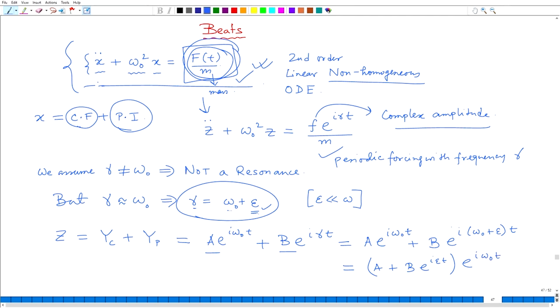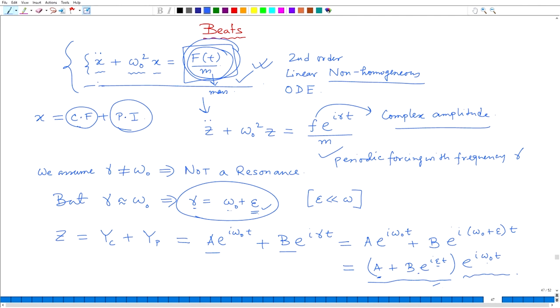Now, you see this is a periodic function, and this is also a periodic function. This has a frequency which is omega 0, this has a frequency of epsilon. You remember that A being a constant quantity does not change the periodic nature of the whole function. Maybe the initial values and the final values will change, but not the periodic nature.